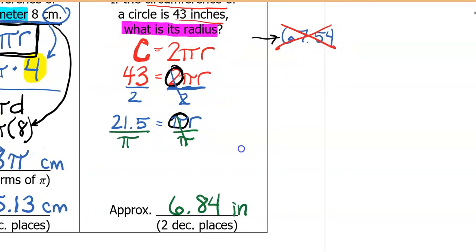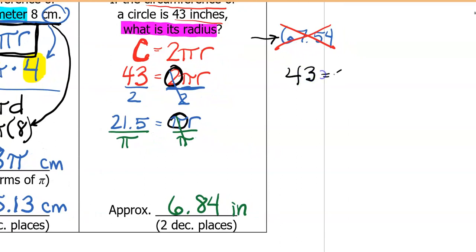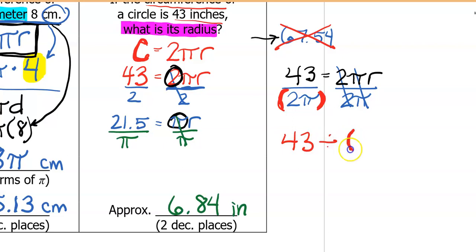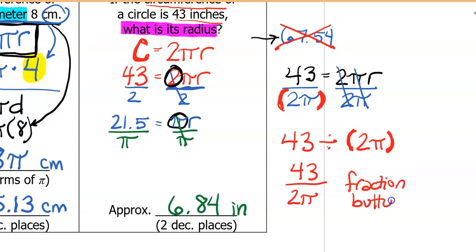Another option, which you might prefer: 43 equals 2 pi r. I'm allowed to get rid of both of those at the same time. I can divide both sides by 2 pi, and all is well, as long as I remind my calculator to group the 2 and the pi together, either with parentheses to divide by everything, or by using the actual fraction button. On those blue and white calculators, using the fraction button is a way of telling the calculator you want to divide by the 2 and the pi together.